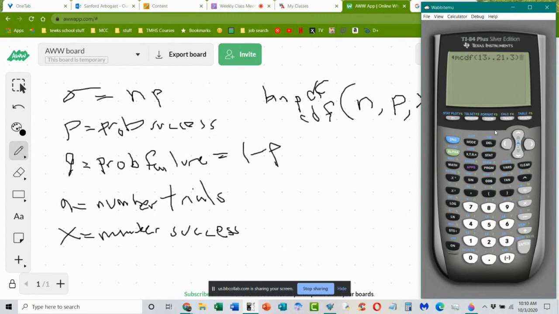Mine does that too. It says binomial CDF, parenthesis, and then it puts in the n value, how many things there are, the probability of success, and what number we are interested in.